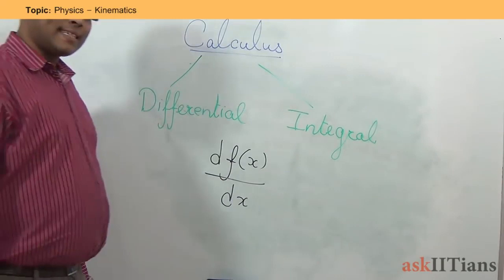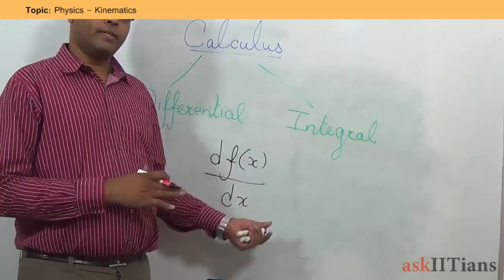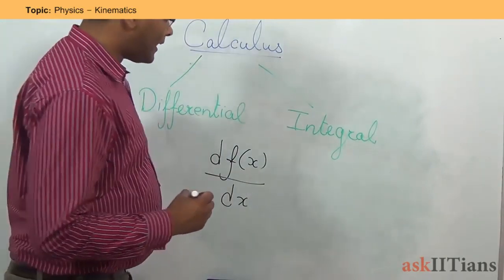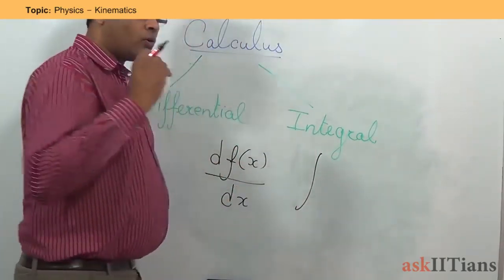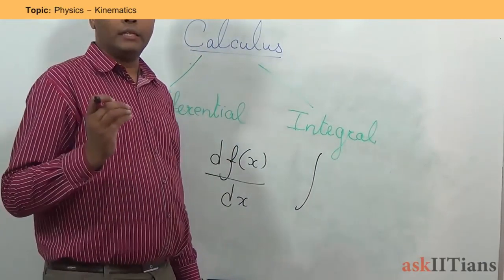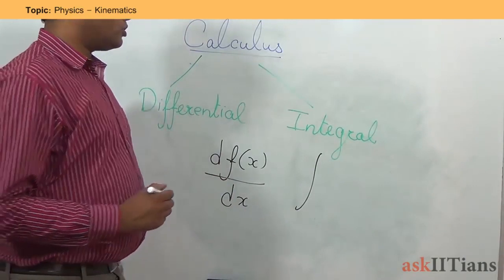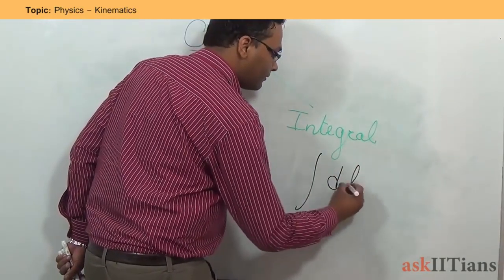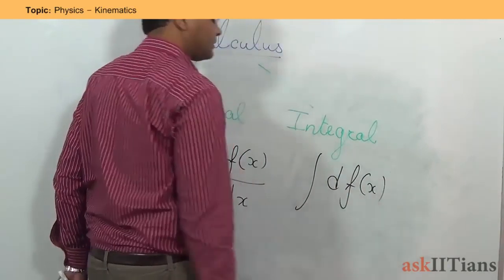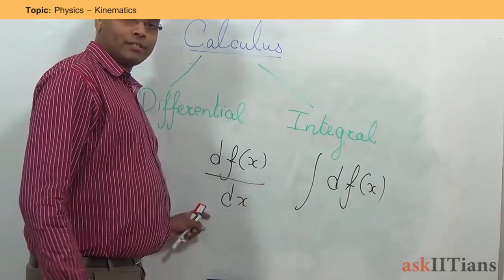If I try to do the same thing for the integration, integration is just the inverse of differentiation. So what I can do, I can write this as, if I sum up over each small value of df, that is what is known as an infinite summation. So this is given by the integral of df of x. So this is the integration and this is the differentiation.